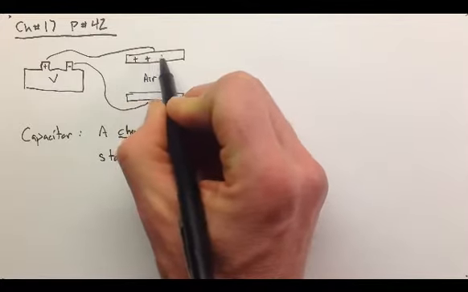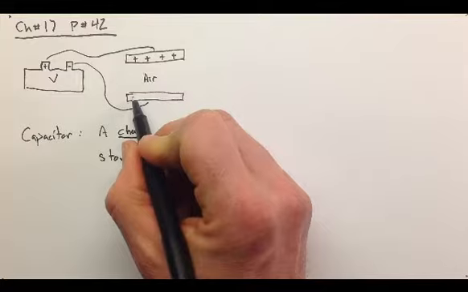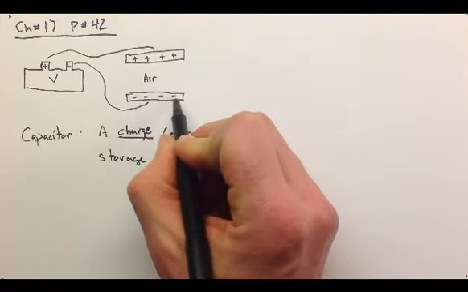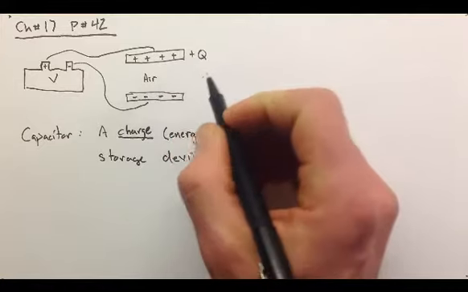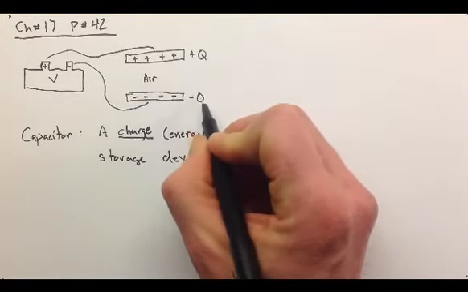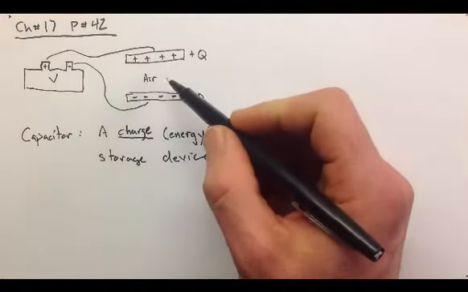And what happens is charge flows on to the positive plate from the positive terminal, and negative charge flows on down here. So we get charge plus Q up here and minus Q down here. And then there's air in between.